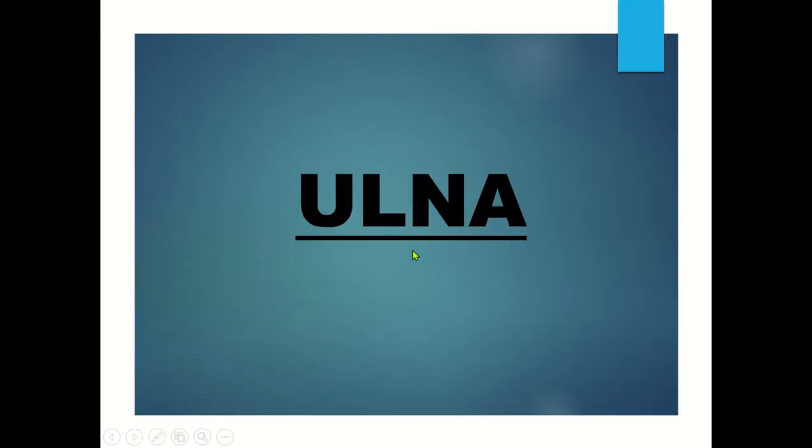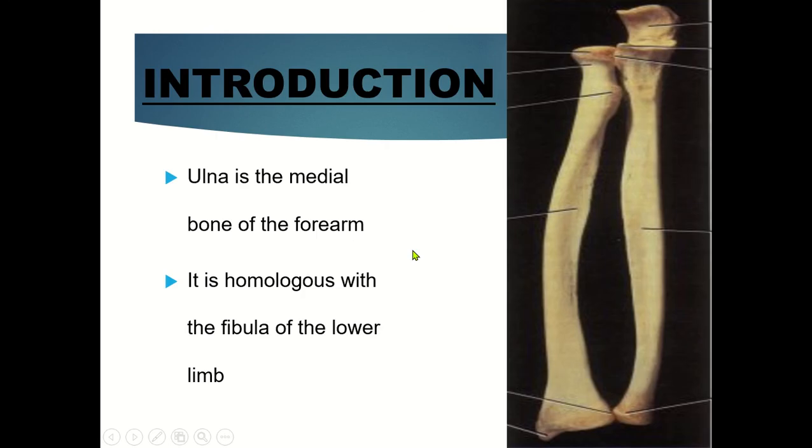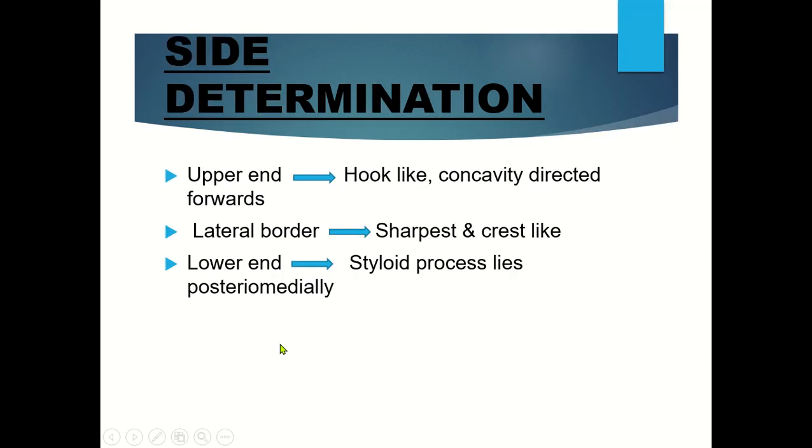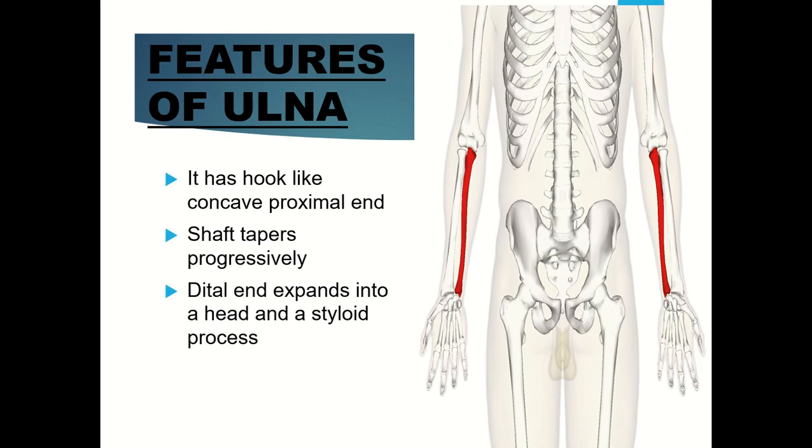Now we will study the ulna. The ulna is the medial bone of the forearm. It is homologous with the fibula of the lower limb. Side determination: the upper end is a hook-like concavity directed forwards, and the lateral border is the sharpest and crest-like. At the lower end, the styloid process lies posteromedially.